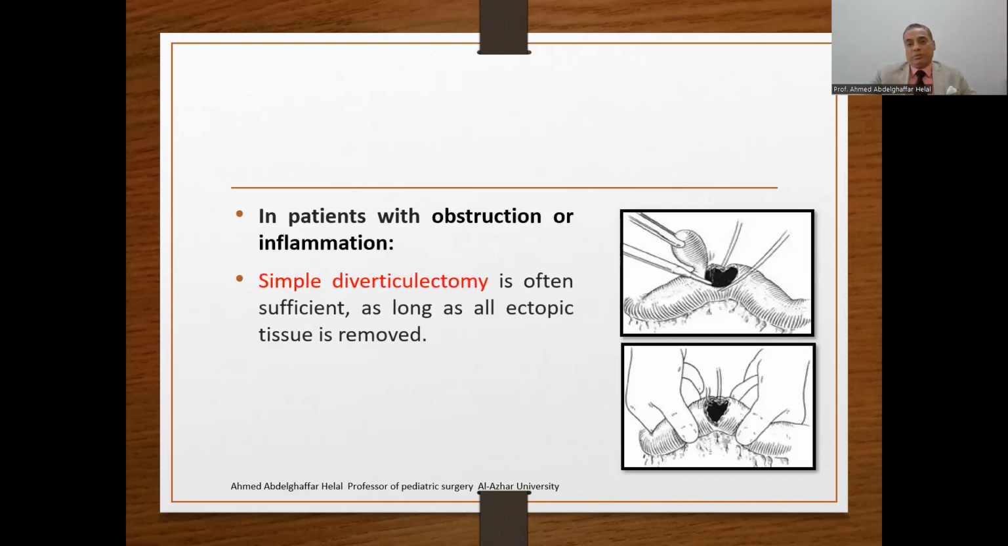In a patient with intestinal obstruction or inflammation, simple diverticulectomy is often sufficient as long as all ectopic tissue is removed. So we can perform just removal of the diverticulum in case of obstruction or inflammation, if the pediatric surgeon is sure that all ectopic gastric tissue is removed with the diverticulum. You perform an elliptical incision, remove the diverticulum, and close it transversely with stay sutures. This is one option: simple removal is often sufficient, as long as all ectopic tissue is removed.